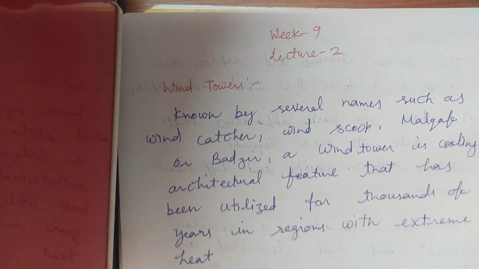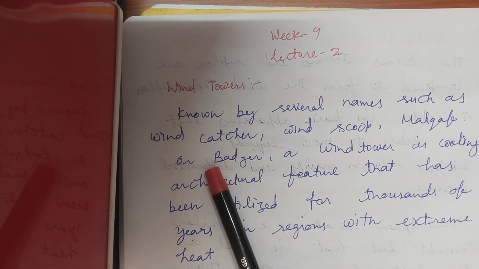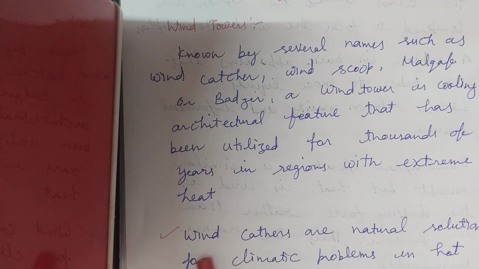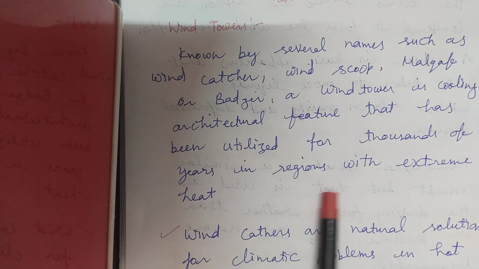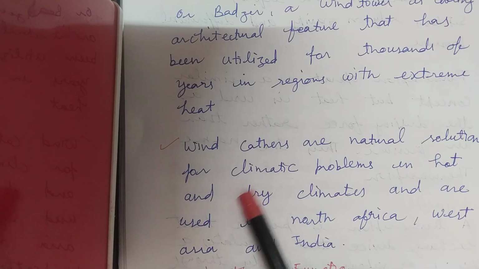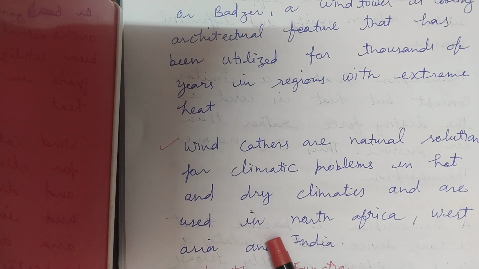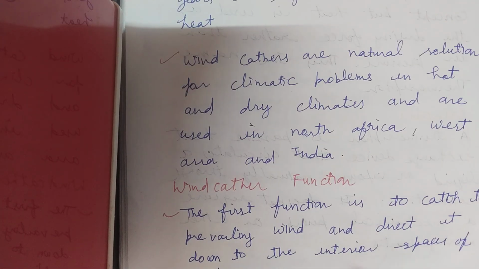Now coming to lecture 2 of week 9, that is on wind towers. Known by several names such as wind catcher, wind scoop, malkab or badgir, a wind tower is a cooling architectural feature that has been utilized for thousands of years in regions with extreme heat. Wind catchers are a natural solution for climatic problems in hot and dry climates and are used in North Africa, West Asia and India.